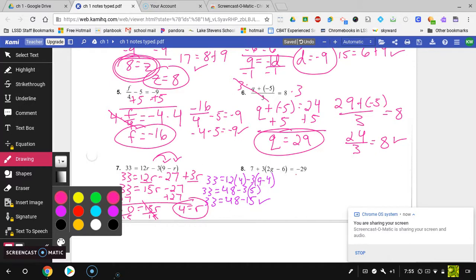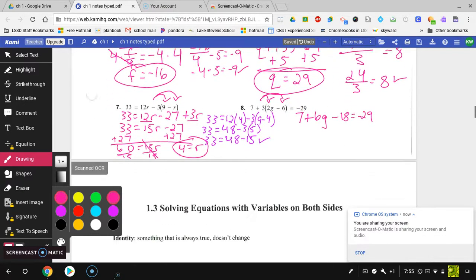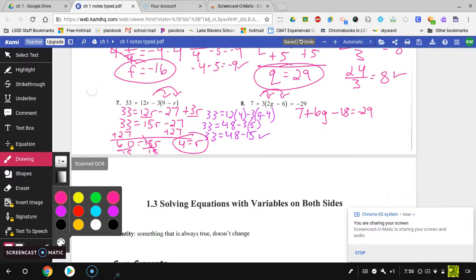So we'll keep the 7 where it's at, but we're going to have to distribute that 3 through. So we'll have 7 plus, when we do 3 times 2g, that gives us 6g, minus, and then 3 times 6 will give us 18, still equal to negative 29. Okay. From there, we have some like terms we can combine. 7 and negative 18 can be combined. So when we add a 7 plus a negative 18, or if we think about 7 minus 18, either way, it gives us negative 11. We're left with plus our 6g, and it's still equal to our negative 29.